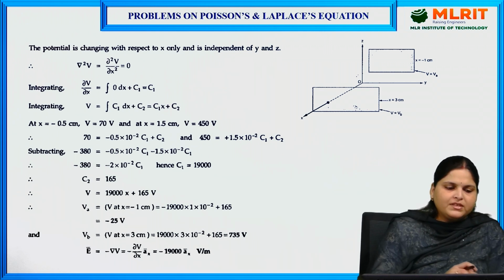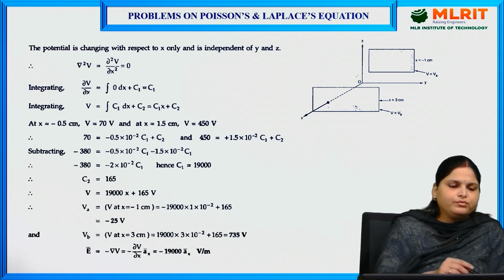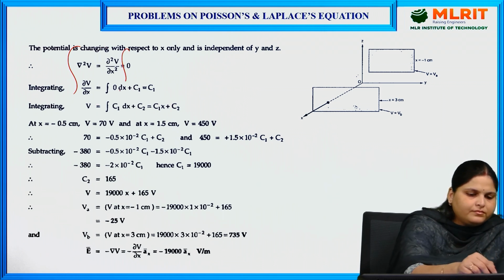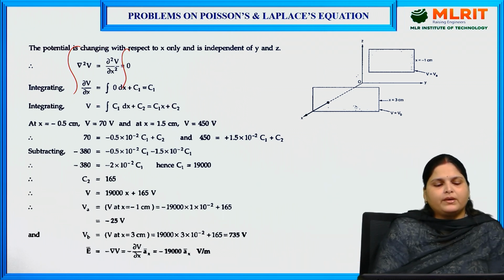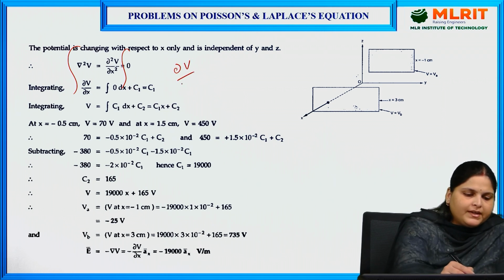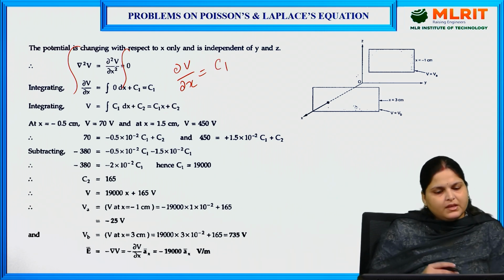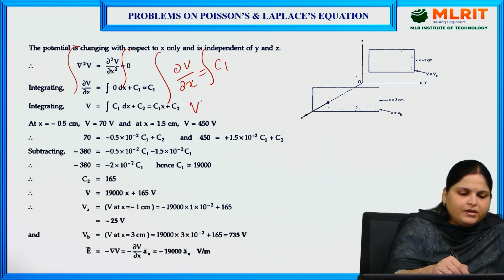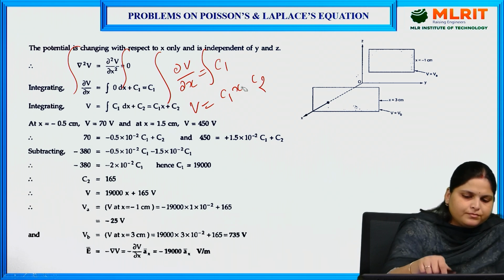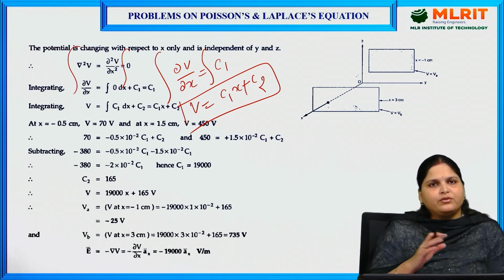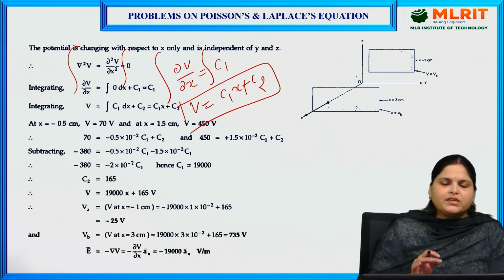So we are going to follow the same procedure. Two times integration we will do here. When we do first integration, we will get dou V by dou x equals C1, constant of integration. Again we have to solve it and we will get V is equals to C1x plus C2. This is our equation which we are going to consider to put the boundary values. So V is equals to C1x plus C2.